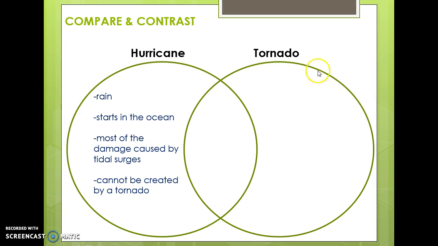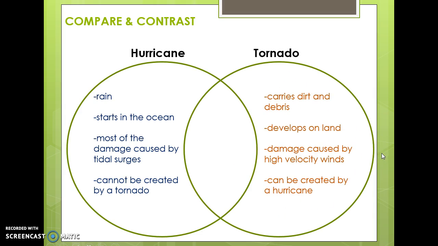In the bubble labeled tornado, in the part that's not overlapping, we'll talk about what's unique to the tornado. It carries dirt and debris, develops on land, damage caused by high velocity winds, and can be created by a hurricane. In the overlapping section, this is where you talk about the comparisons or the similarities between the 2. They both have heavy winds, they both cause a lot of damage, and they both can be deadly.